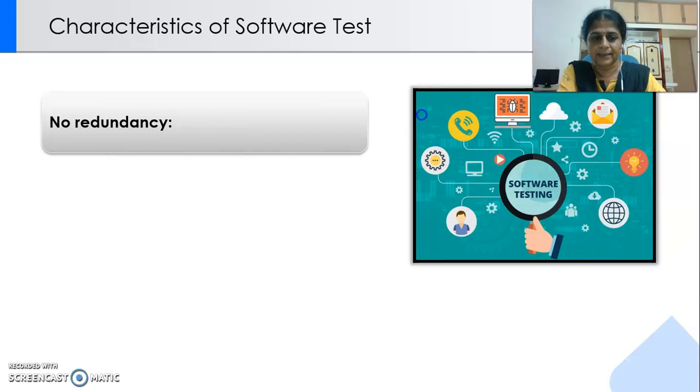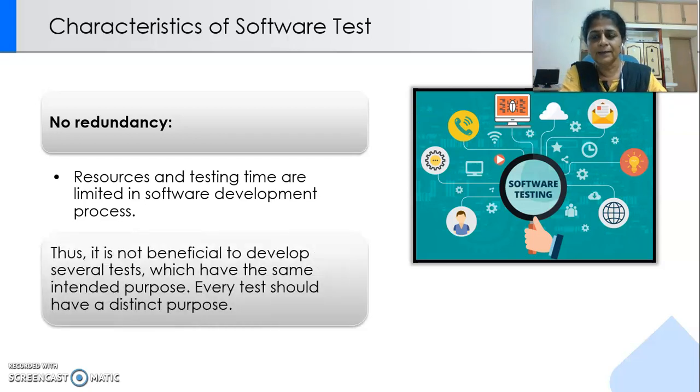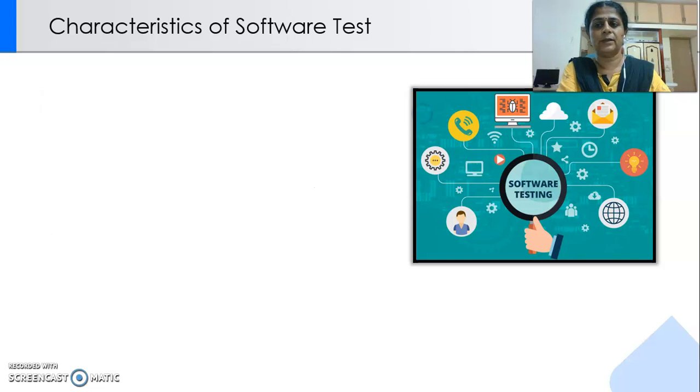The second characteristic is that you'll be doing many tests over the software, and no two tests should validate the same criteria. If I test software using one technique, the other technique should not find the same errors, because that is a waste of time. There should be no redundancy in the testing process. Testing time and resources are very limited, while software development takes a lot of time. So it is not beneficial to develop a test process that repeats the same technique. Every test should be unique in its purpose. If one test checks for a bug, the other test has to check for another bug, not the same bug. This is called no redundancy, and it is the second characteristic of a software test.